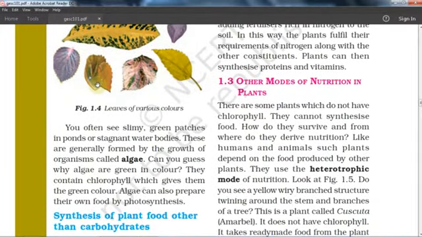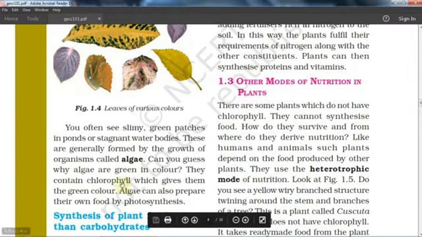You often see slimy green patches in ponds or stagnant water bodies. These are generally formed by the growth of an organism called algae. So students, all of you have seen the algae, the green color patches. We'll see it later on. Can you guess why algae are green in color?